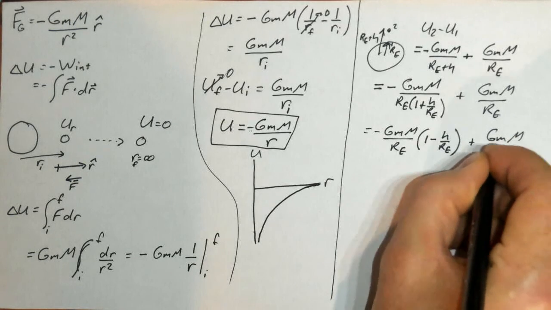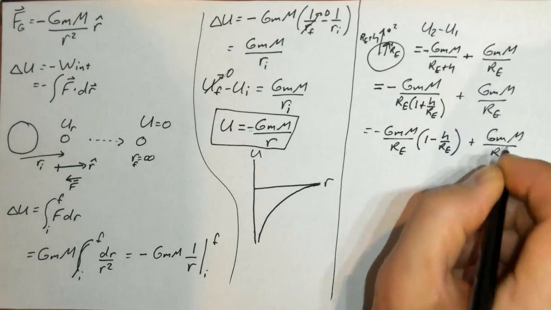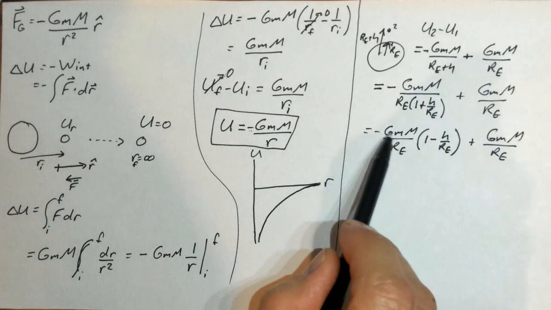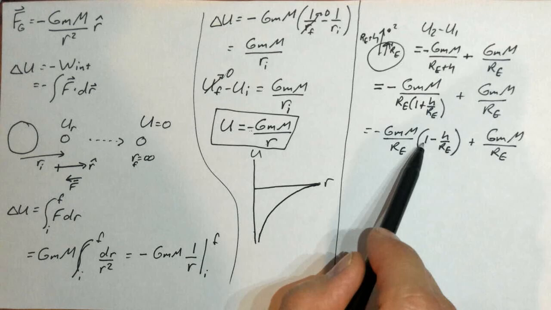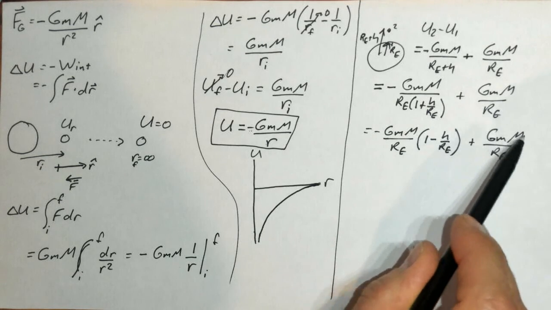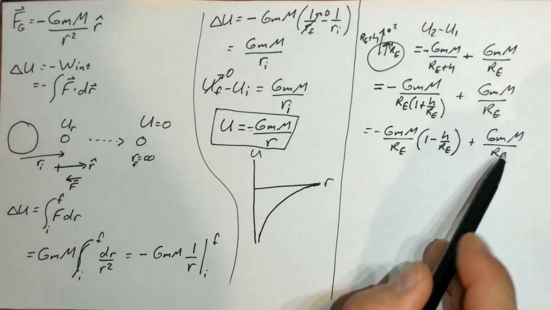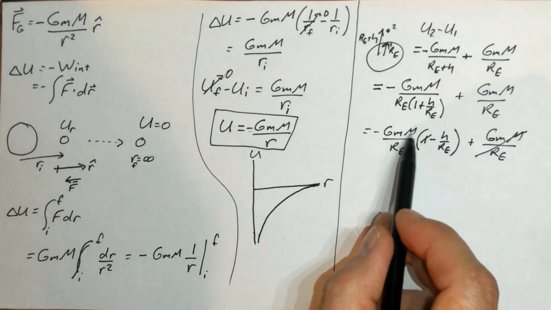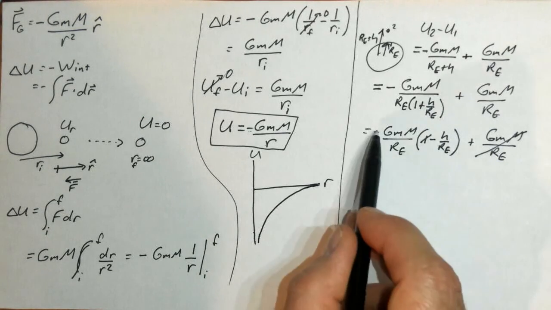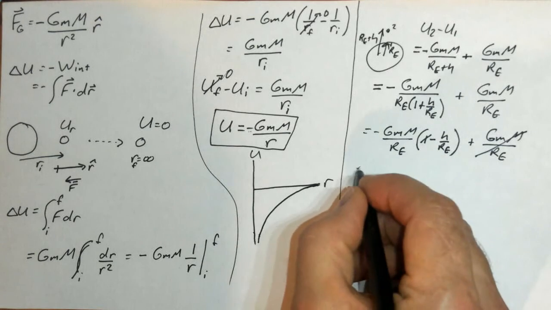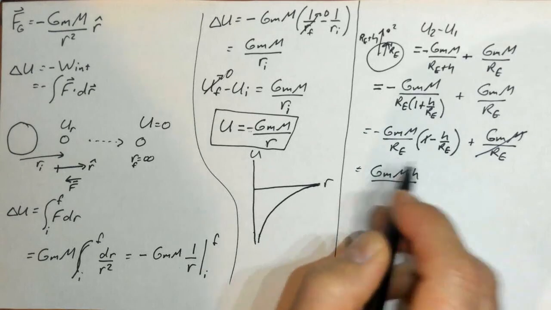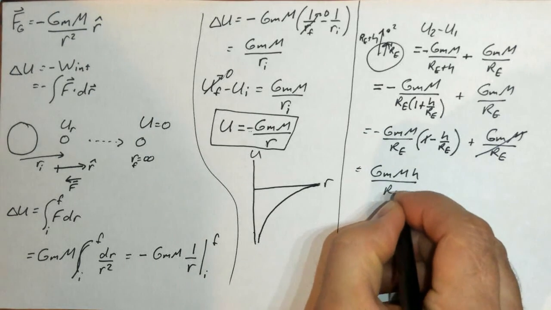But when I look at this now, I get a negative GMm over Re times 1 minus h over Re. Well, those cancel, so that cancels with this, and I'm just left with this multiplied by that. And I get a minus, so it gives me a positive. I get GMmh, and I have an Re times an Re gives me an Re squared.